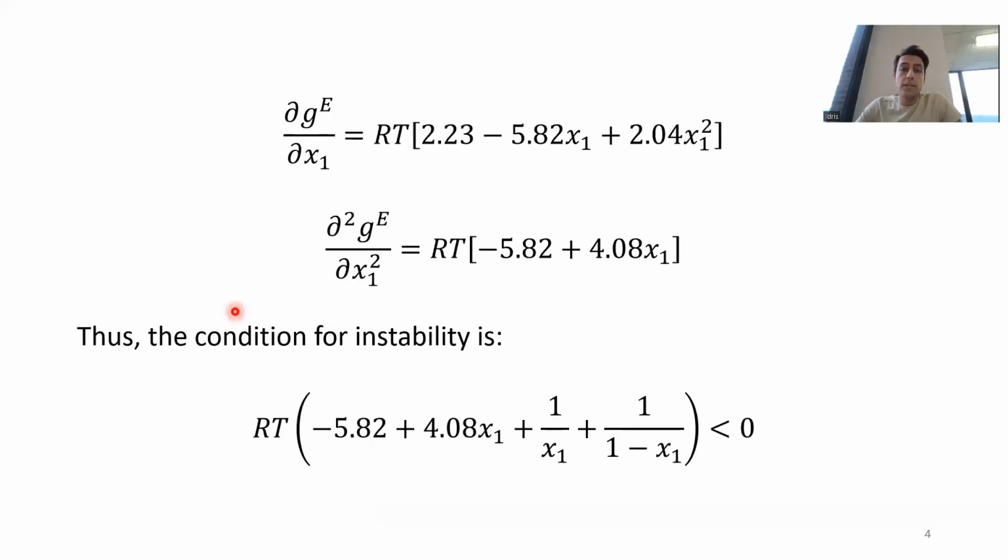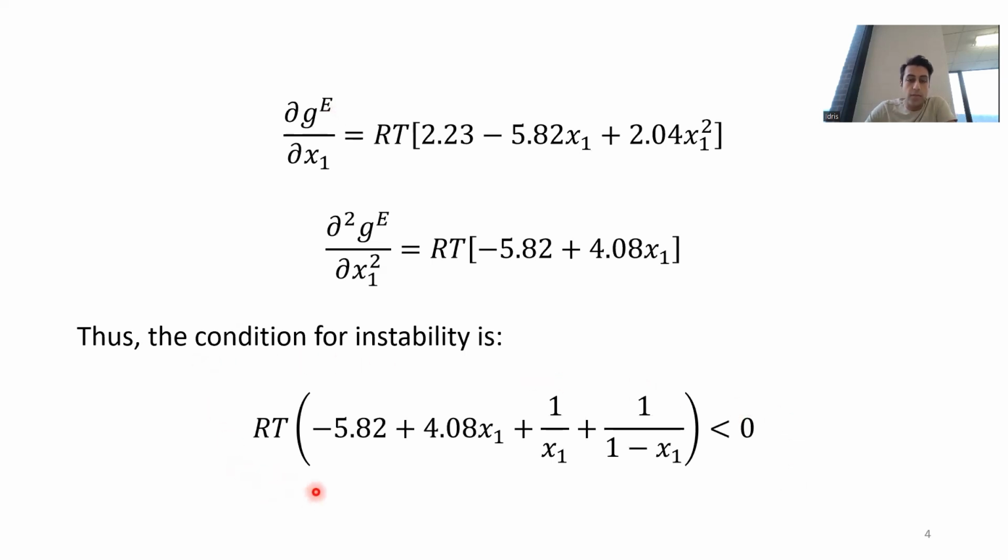Thank you, Kwabena. Now that we have the expression of Gibbs free energy based on the molar composition of component 1, we can take the first derivative of Gibbs free energy with respect to the molar composition of component 1, and this is what we get. After we take the second derivative, we get the next equation. Now we can substitute that in our instability equation, and this is what we get after the substitution.